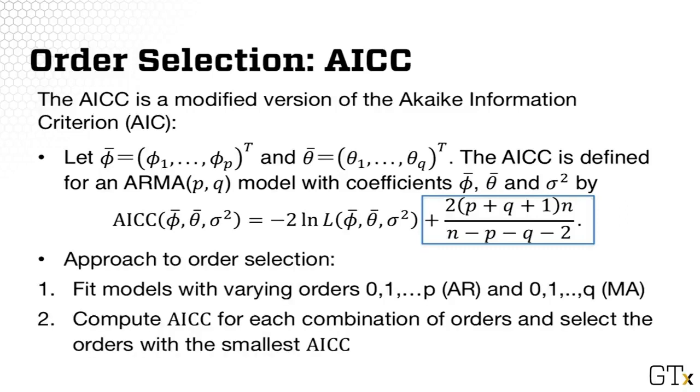The approach to order selection is as follows. Fit ARMA models with varying AR orders 0, 1 up to P and varying MA orders 0, 1 up to Q jointly, and compute AICC for each combination of orders and select the orders with the smallest AICC value. If the maximum orders P and Q are large, this can be quite computationally expensive.